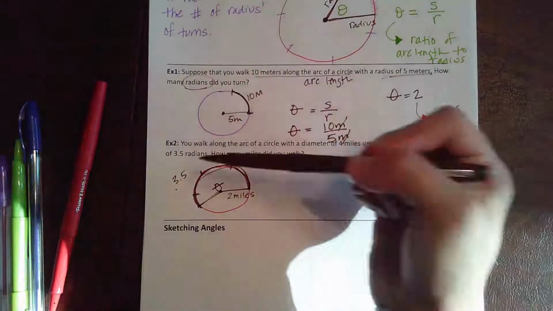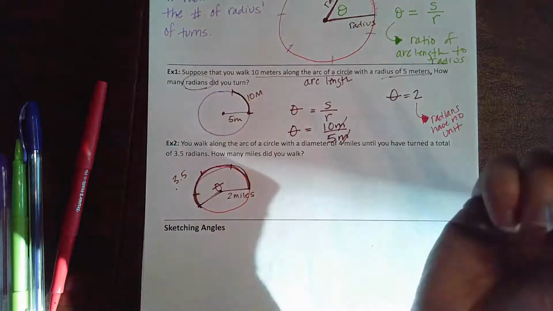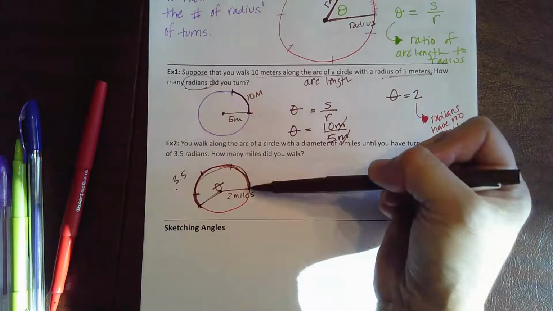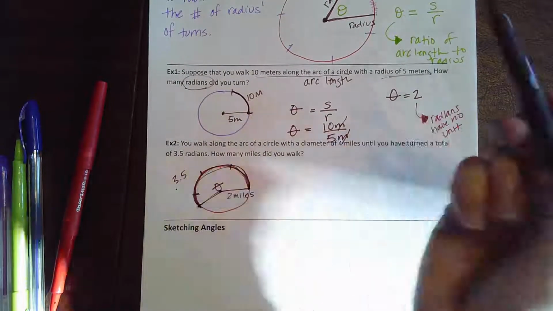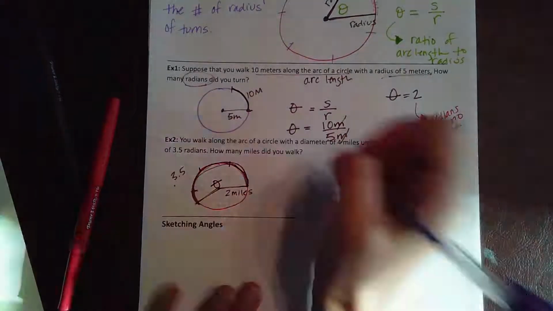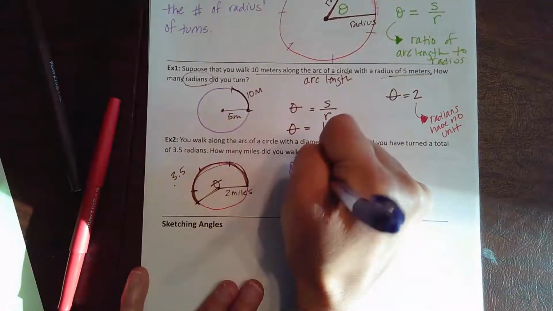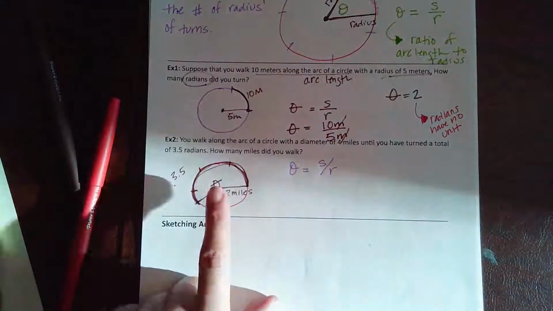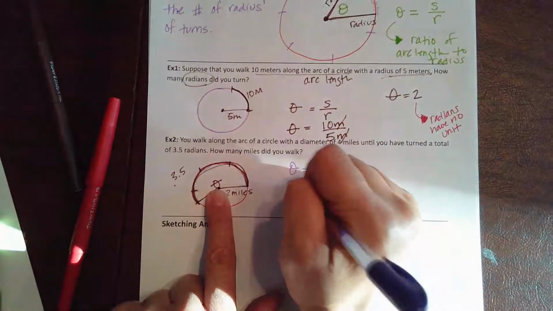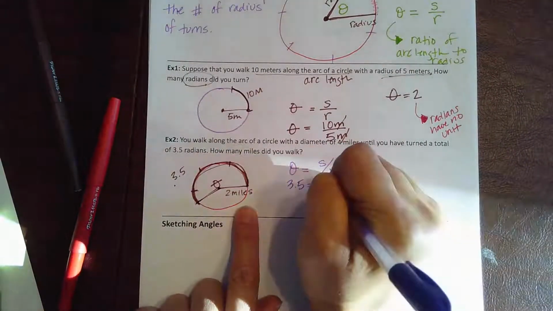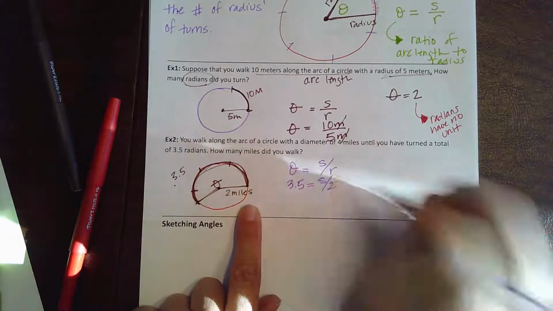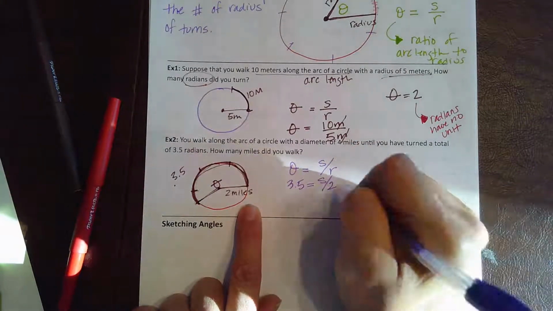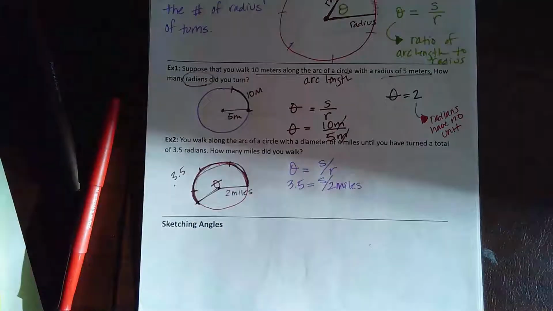And so what we're asking you to find is how many miles did you walk? So again, kind of different than in the last problem. This time we're asking you to find that arc length. So we're going to take that arc length divided by radius. This time we know the angle. It was 3.5 radians. And then the arc length is what we're finding. And then the radius was 2 miles.